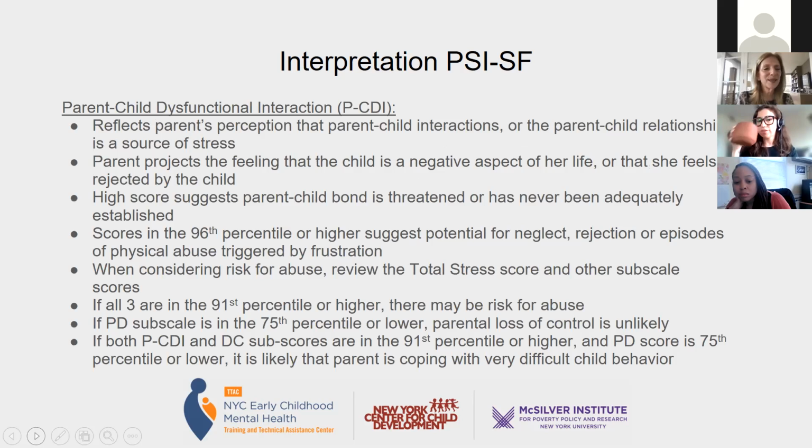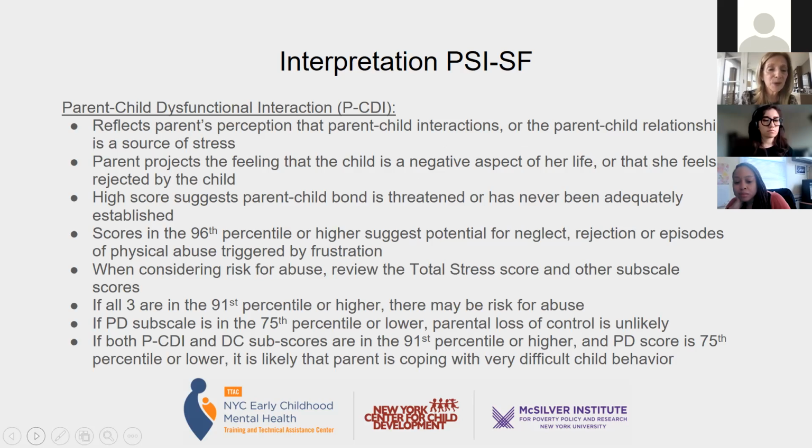There's a lot of guidance on this one. If the parent-child difficult interaction score is high, again, it reflects the parent's perception that these interactions or the relationship is a source of stress. And then there's some guidance. Scores in the 96th percentile or higher suggest potential for neglect, rejection, or episodes of abuse triggered by frustration.